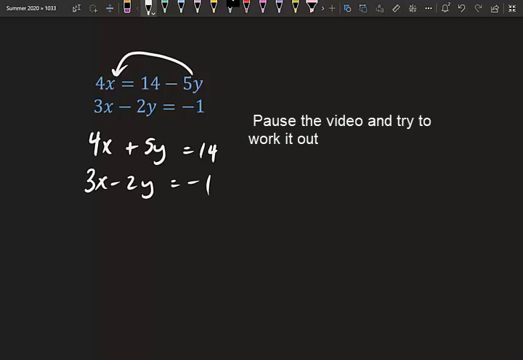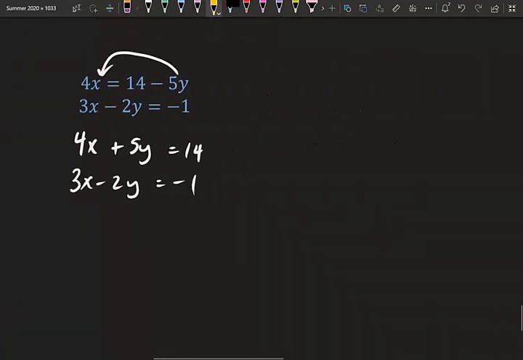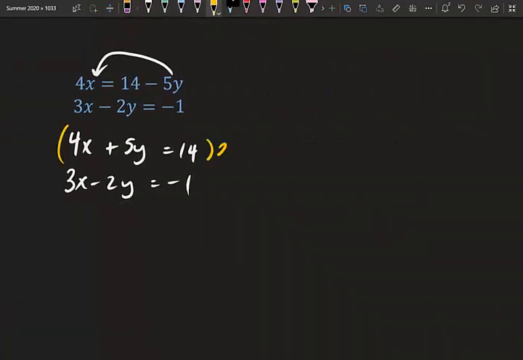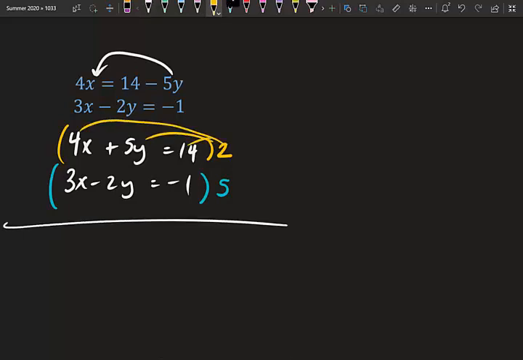Now we look for signs that are opposite. The y's have opposite signs. So the y's need to be the same number, but opposite signs, same variable. The number they have in common is 10, so I can make them both 10. The top, I need to multiply by 2, and the bottom, I need to multiply by 5 in order to be 10. On top, we distribute: we have 8x plus 10y equals 28. And on the bottom, we distribute: we have 15x minus 10y equals negative 5.